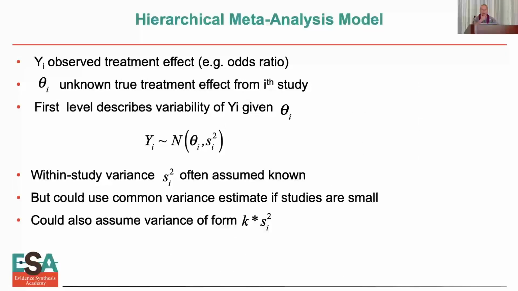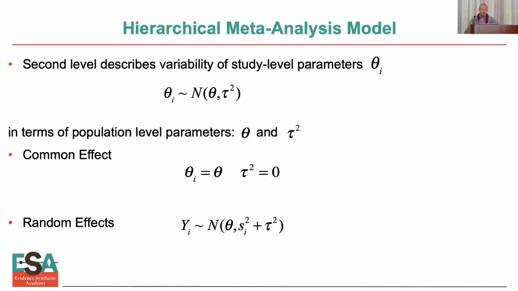Again, this is our hierarchical model that we looked at this morning, where the yi's are the observed effects, the theta i's are the unknown true treatment effects, and the si squareds are the variances. Then we have our second stage model. This is just a review from this morning. The difference now is that our parameters are theta and tau squared, and we're not going to consider them to be fixed unknown constants anymore. We're going to assume them to be random variables.